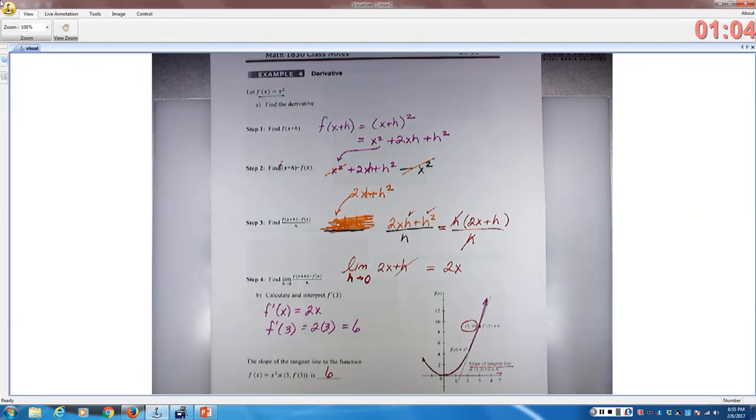Now that's very similar to what we did in the last section, except now we've still got a variable left because it's now a formula. We're not finding it for a particular x value. We're finding it for any x value we would ever want to use. Okay?